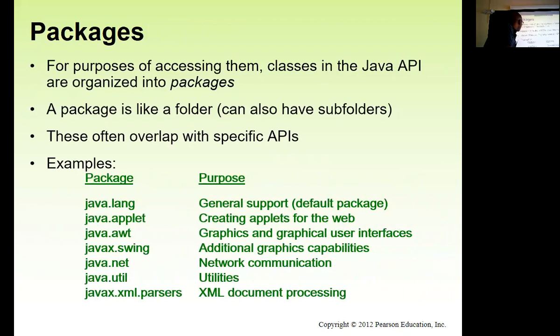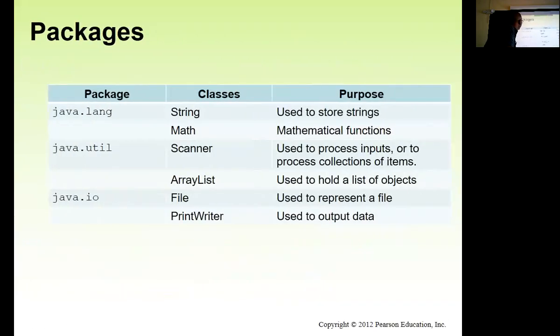There are some examples of packages here. java.lang is a default package, and it's for general support. You have the applet, AWT, Swing, net, util, XML parsers, and so on and so forth, and they have their different uses. Once you start learning which classes you want to use, you will also learn which package they belong to. That means you can now import those packages or use what we call a fully qualified name to utilize them.